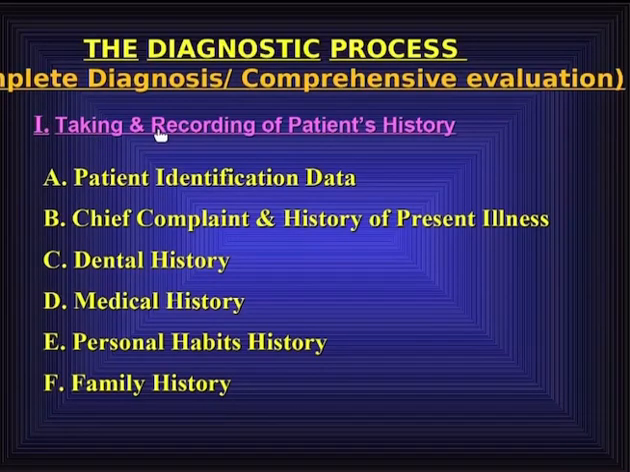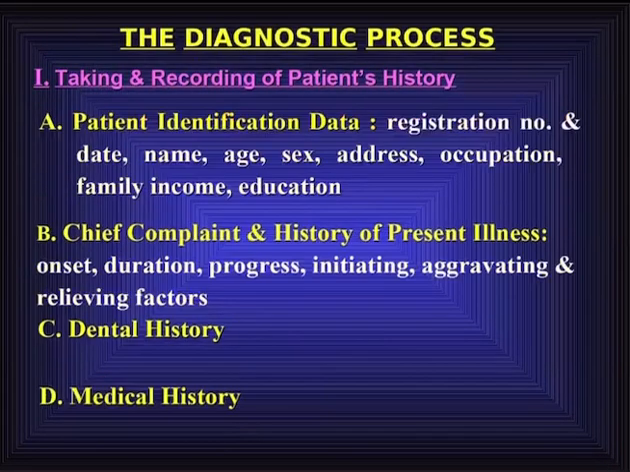So you are just taking and recording the history of the patient, and then you are noting it down. Okay, and the patient identification data: you have name, age, sex, date, registration number, address, occupation, what type of education the patient has done, or it can be marital status, birthplace. All these things come under the patient identification data. And after the data, you have to ask for the chief complaint and history of present illness.